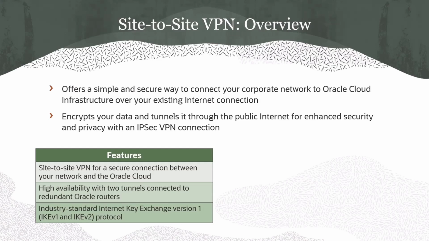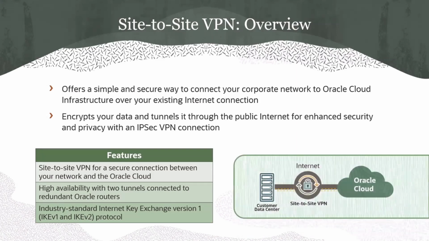For example, it's an encrypted connection. What it means is it's a secure connection between your network and Oracle Cloud Infrastructure. Whenever you create an IPsec connection, it results in creation of two tunnels, which means there is high availability because there are two redundant Oracle routers. And Oracle supports both Internet Key Exchange version 1 and version 2 protocol. So this is what it is.